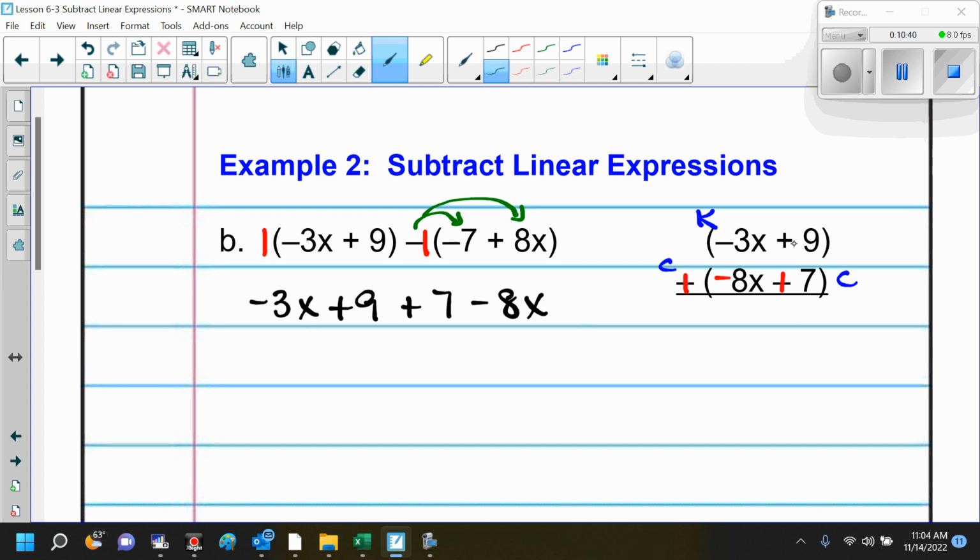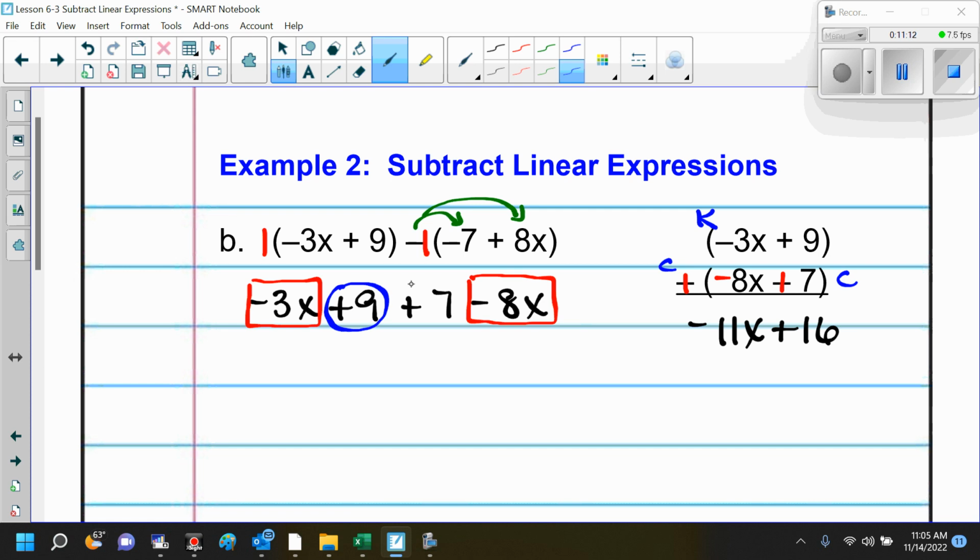So now we can add. So we've got 9 plus 7. That's going to give us 16. Positive, right? Positive 16. And then we've got a negative 3x plus a negative 8. That is a negative 11x.